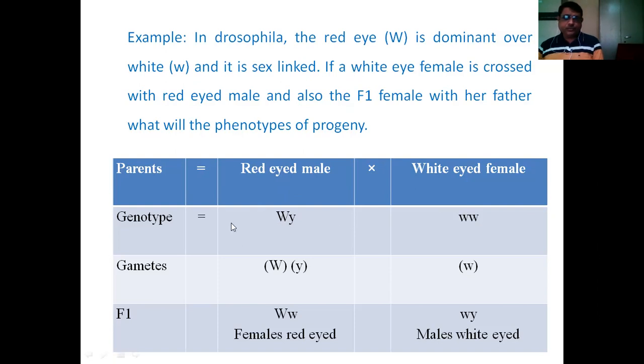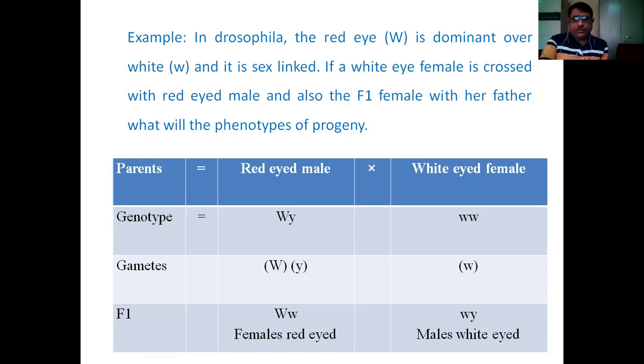Now, after crossing these two parents with each other, the male will produce two types of gamete, one with capital W, and one gamete having the Y chromosome, while the female will produce both gametes carrying small w, that is the copy of this gene with white eye. Then in the F1 generation, we will get capital W small w, and small w Y. So here the female will be red-eyed, while the male will be white-eyed.